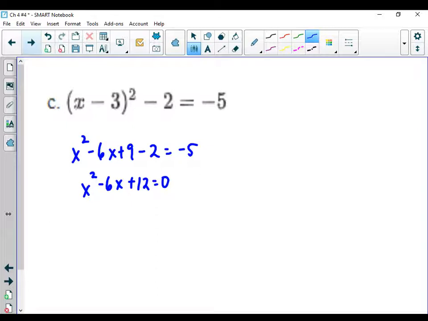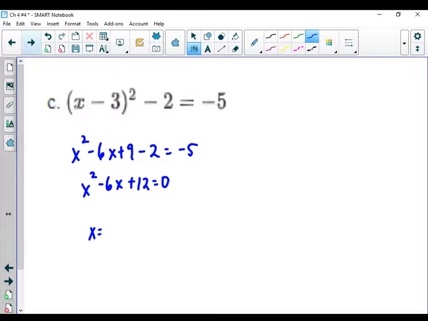And I start trying some different factors. 12 and 1, well, that's not going to work. 6 and 2 is not going to work. 4 and 3 is not going to work. So it turns out I can't factor this one, which would mean my next option would be the quadratic formula.